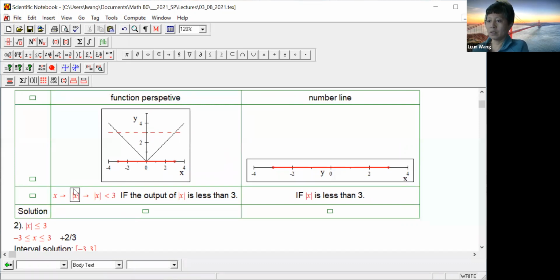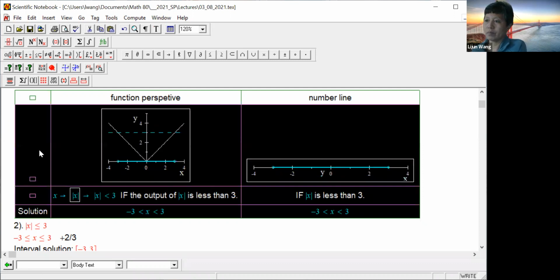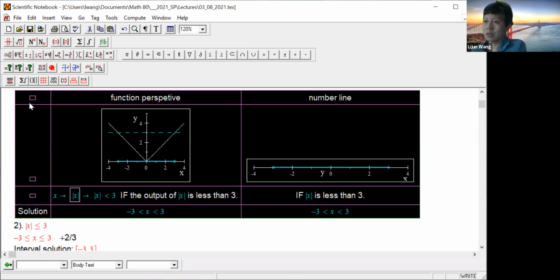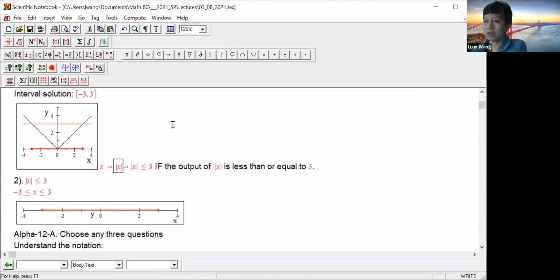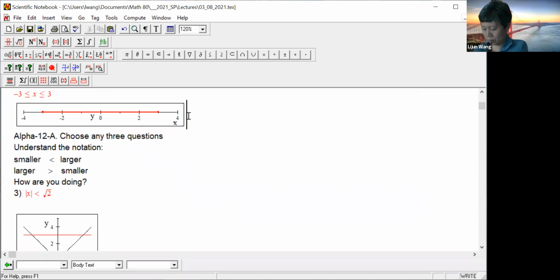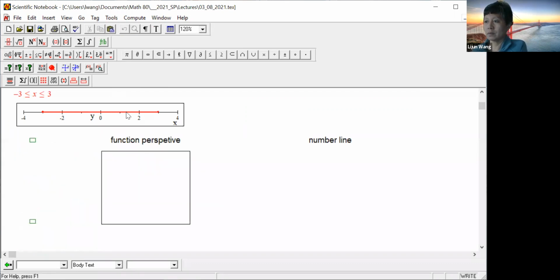The solution is -3 less than x less than 3. And the same thing, the solutions are the same. We have pictures, so we have all of these things to refer to, to help our understanding. The next one, to summarize.